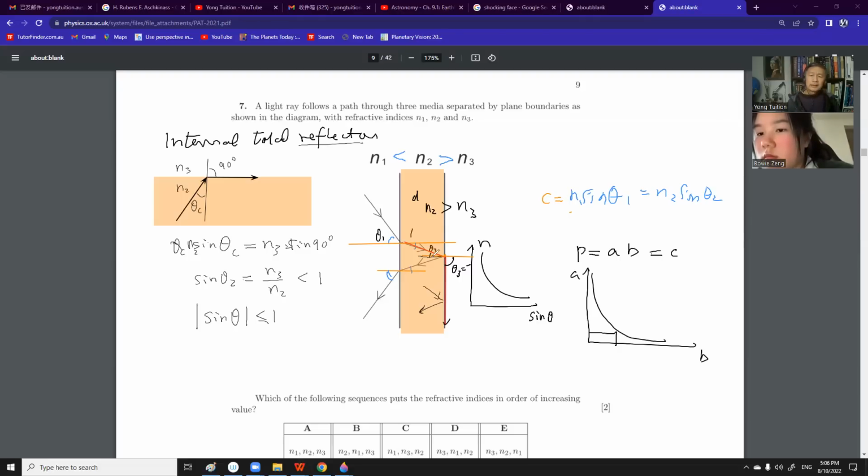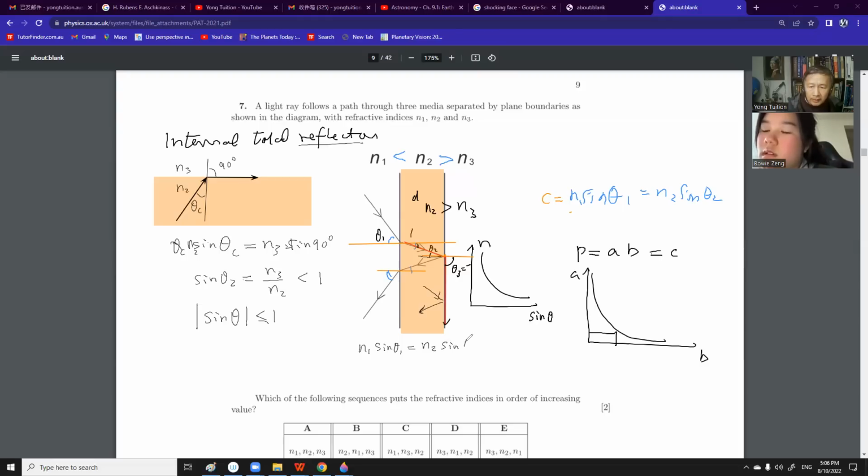If that is the case, good question. Yeah, we have to think further. Can we write the two equations here? So basically n1 multiplied by sine theta 1 must equal, so this is our theta 1, this is theta 2, n2 multiplied by sine theta 2.